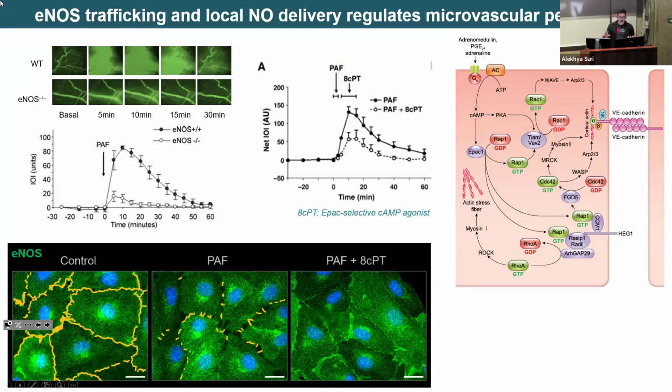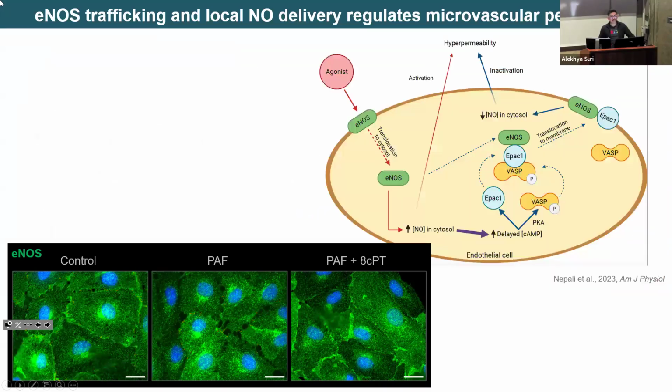And together, this tells us a very interesting story: it's the location of nitric oxide production that determines permeability. And what we tried to publish, and we actually did publish this back in 2023, is that agonists that cause inflammation trigger internalization of eNOS and cytosolic nitric oxide production. And this production of nitric oxide in the cytosol is associated with increased inflammatory hyperpermeability.